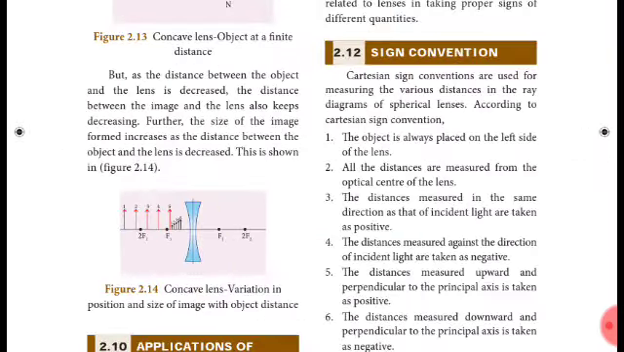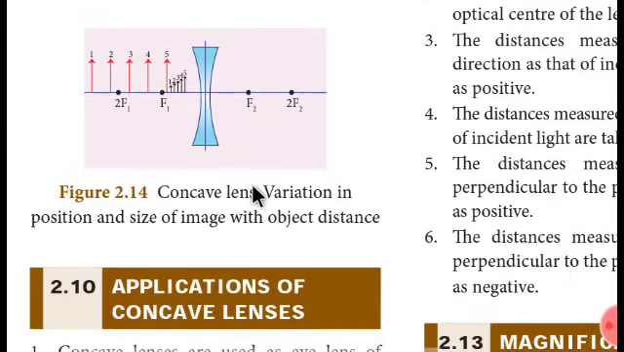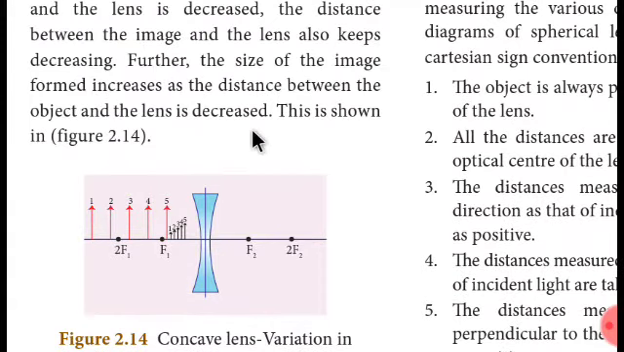They had interpreted it actually. What they are saying is the size of the image formed increases as the distance between the object and the lens is decreased. That's all. That's the line which you need to understand and learn.